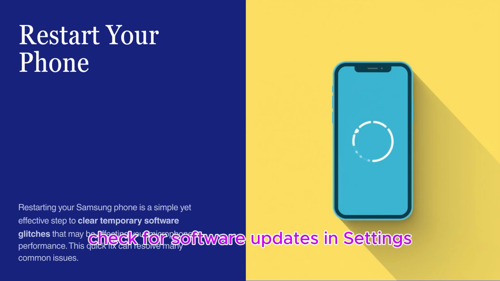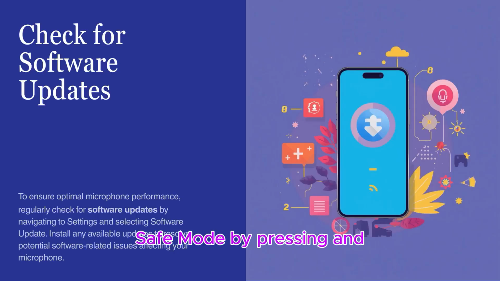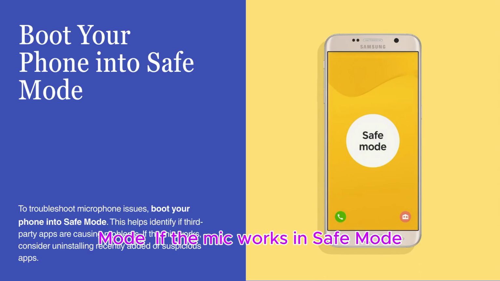Next, check for software updates in Settings. Install any available updates. Boot your phone into safe mode by pressing and holding the power button, then tap and hold Power off until you see safe mode. If the mic works in safe mode, a third-party app is the issue.